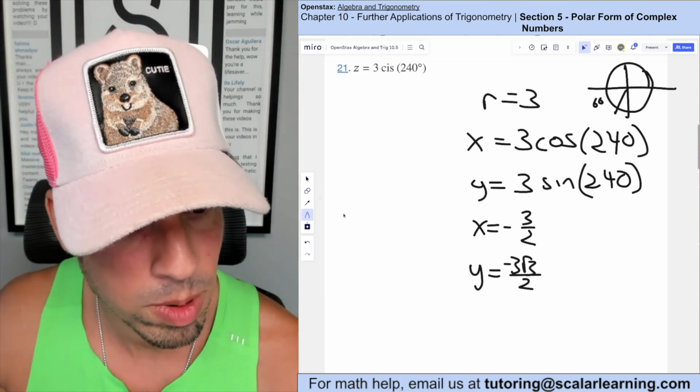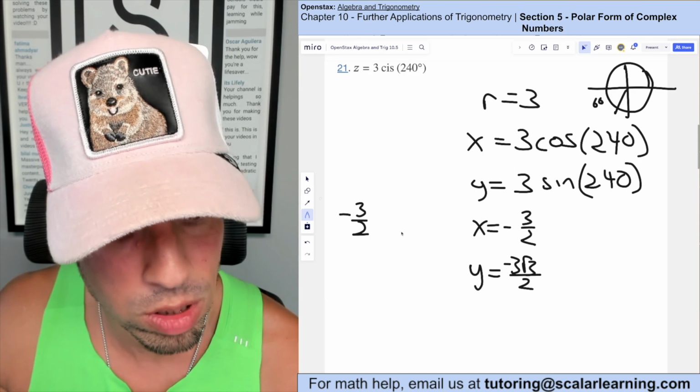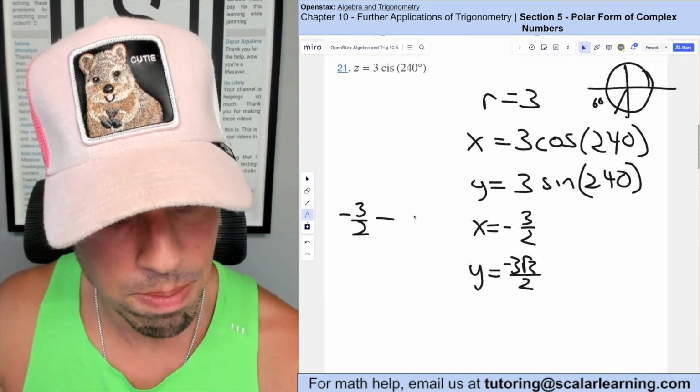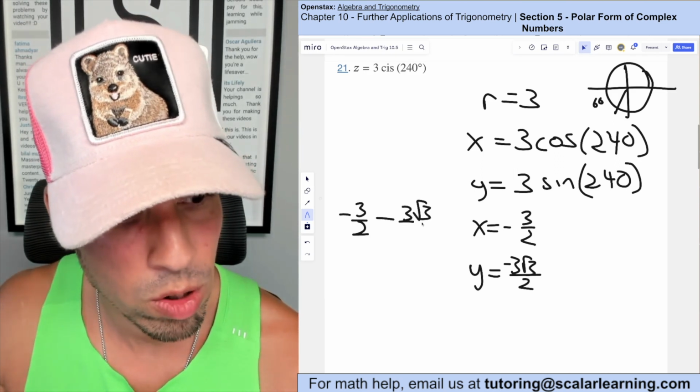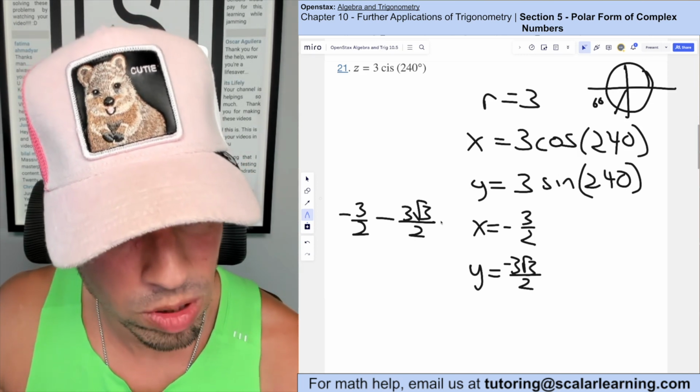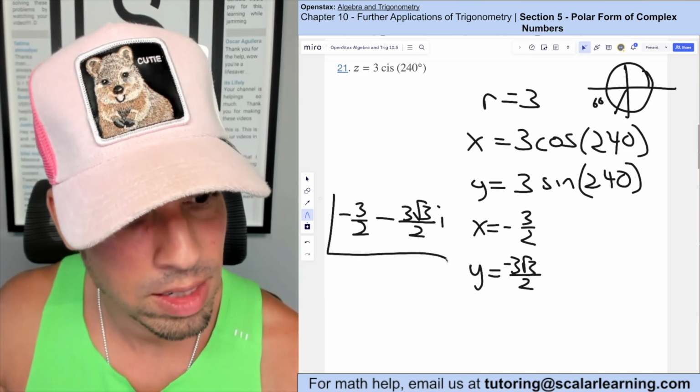Now let's put it into the right format. So we got negative 3 halves, the x, first. And since that's a negative, I'm just going to say minus 3 rad 3 over 2. And of course, that's a complex part, so that's times i. And that is how you do it.